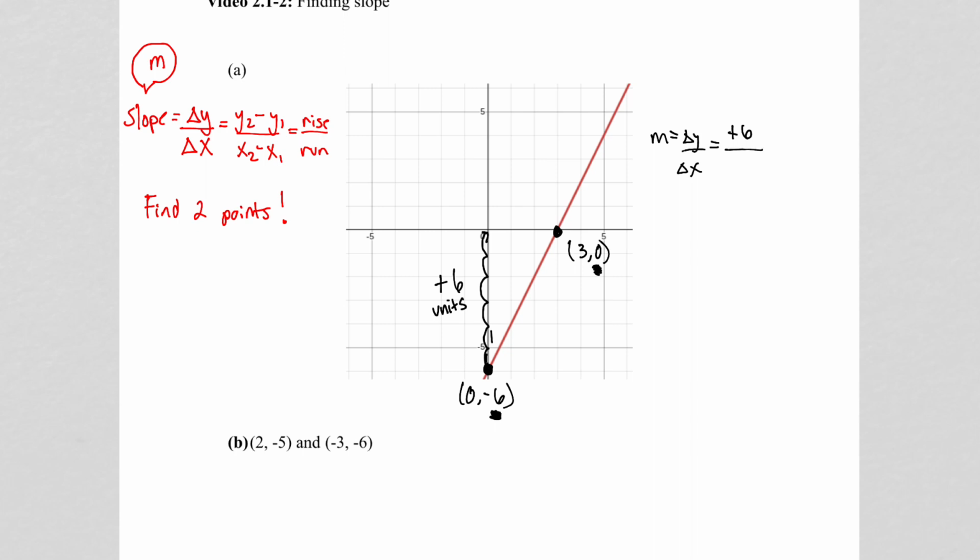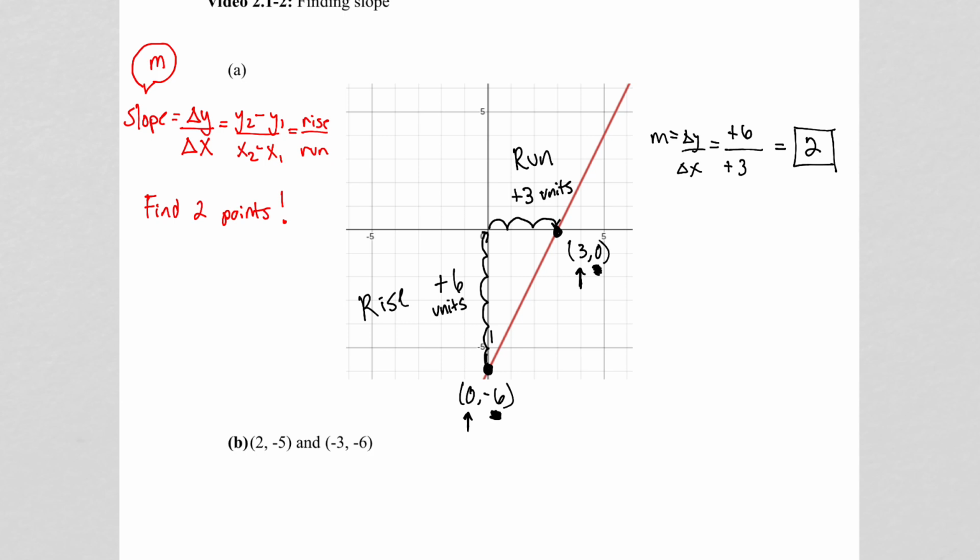So now we have to find our change in x's. So our first x coordinate is 0, our second x coordinate is 3. So these 2 points change from 0 to 3, so they've increased by 3. And you can see that by this change right here on the graph. It's increased by 3 units. So you can see why oftentimes the slope is considered the ratio of the rise over the run. Now our slope is +6 over +3. We're just going to simplify that. We could simplify that to +2, and that would be our final answer for our slope.